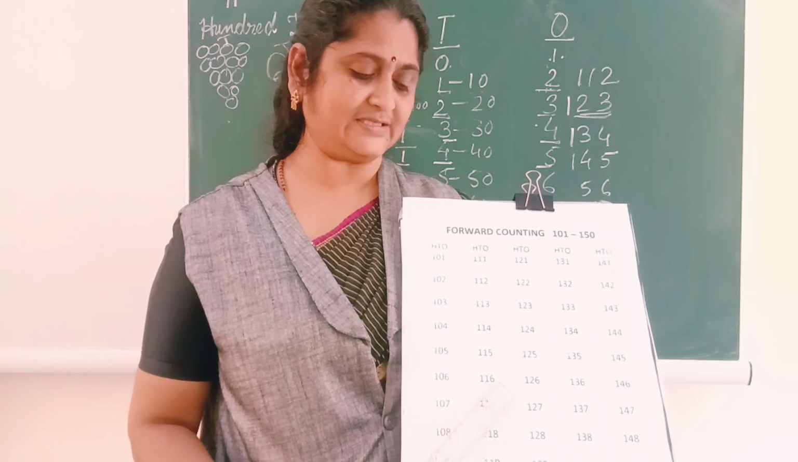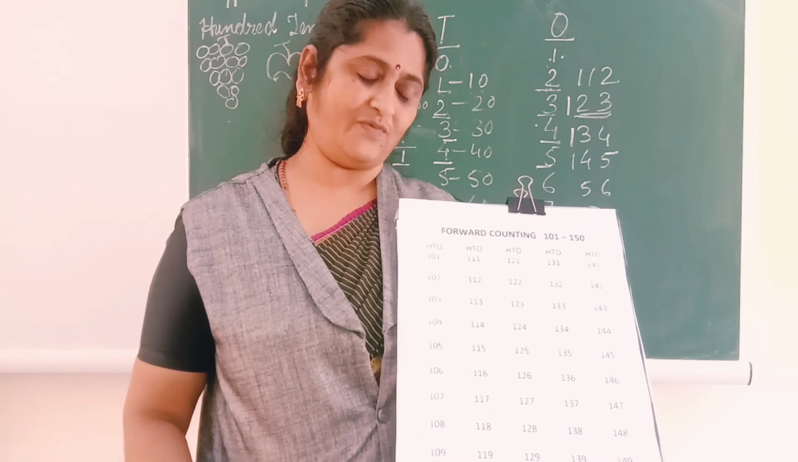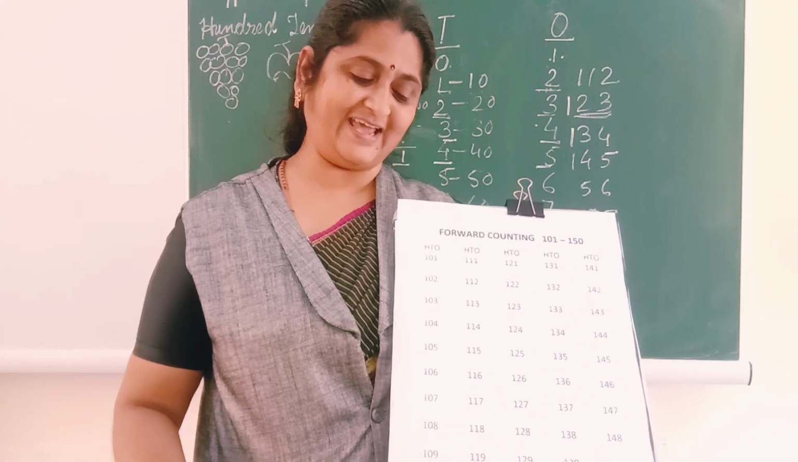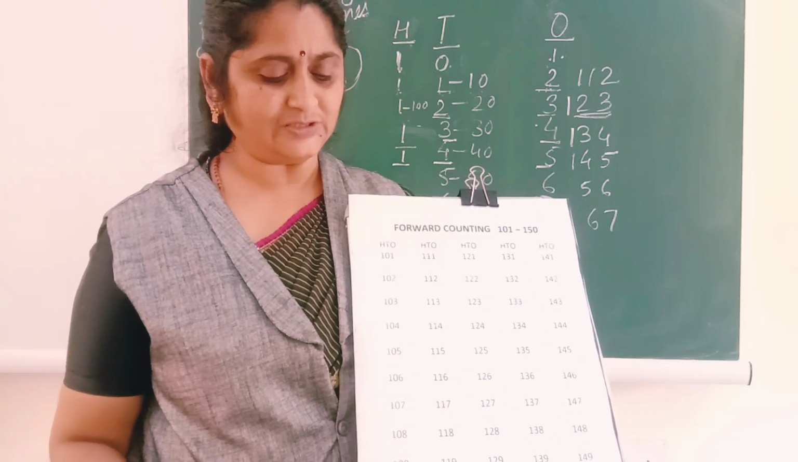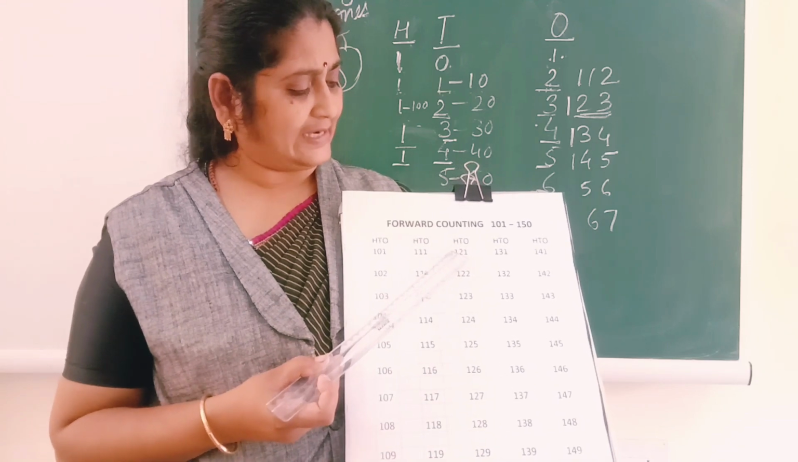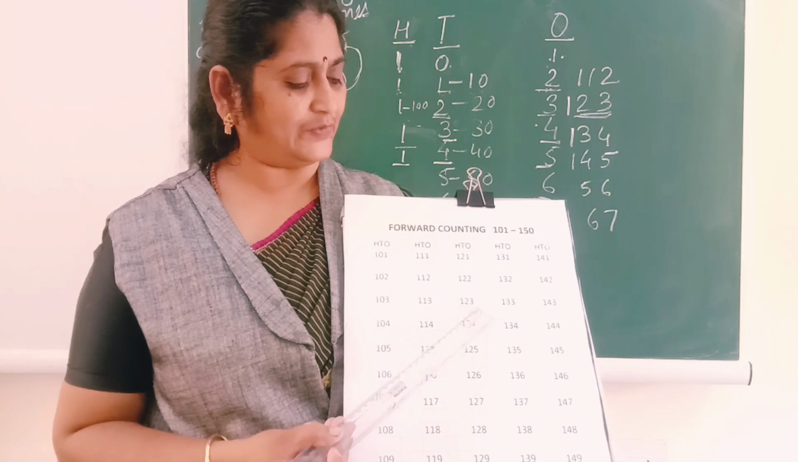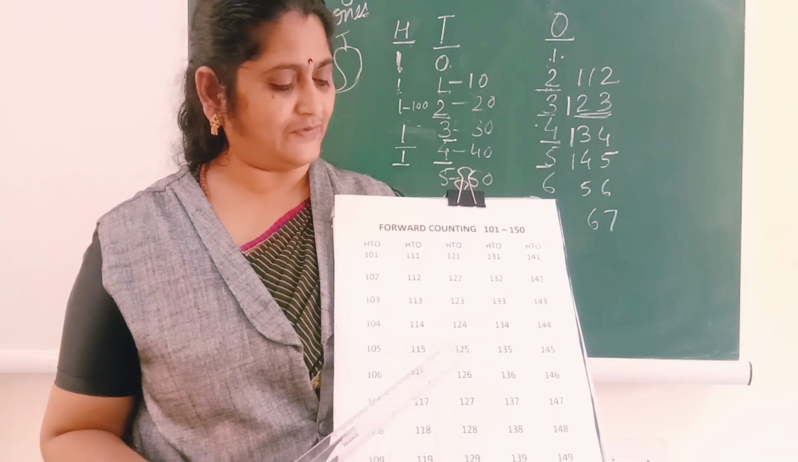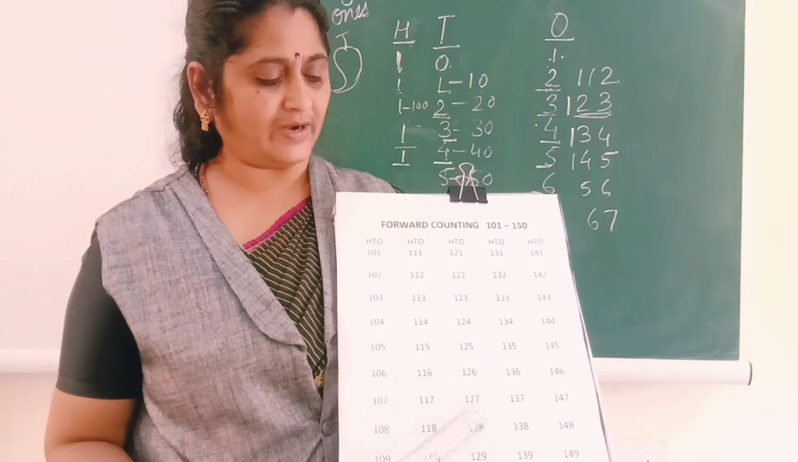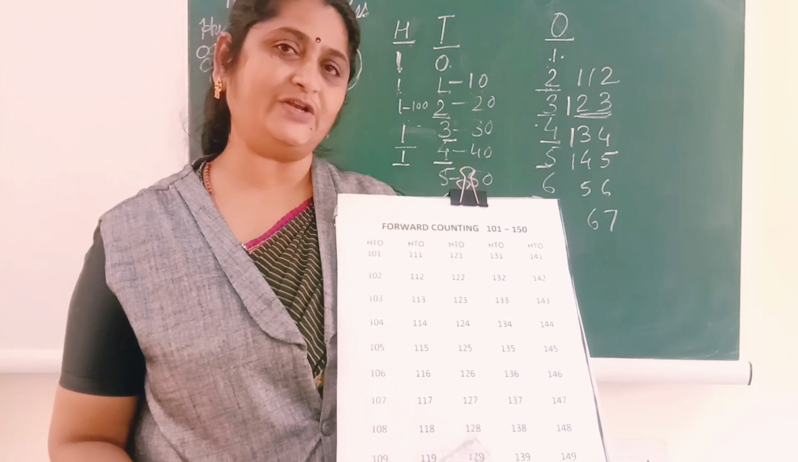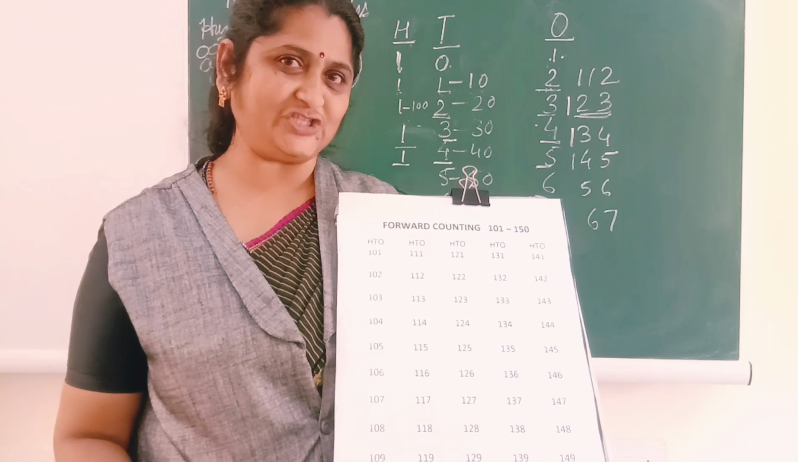115, 116, 117, 118, 119. Here again the middle number has changed and it is now 120. Then comes 121, 122, 123, 124, 125, 126, 127, 128, 129.